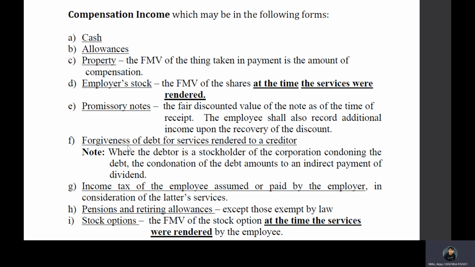Then income tax of the employee assumed or paid by the employer in consideration of the latter services. So ito usually pinoprovide tong mga ganitong incentives sa mga managerial or mga expatriates. I actually experienced this before, no. I have a client na yung mga expatriates are foreigners, no? Mga foreigners na dito nagwo-work sa Philippines. For example, multinational companies. Tapos meron silang mga secondees from abroad. So for example, mga Japanese or Chinese na dito magwo-work sa Philippines.